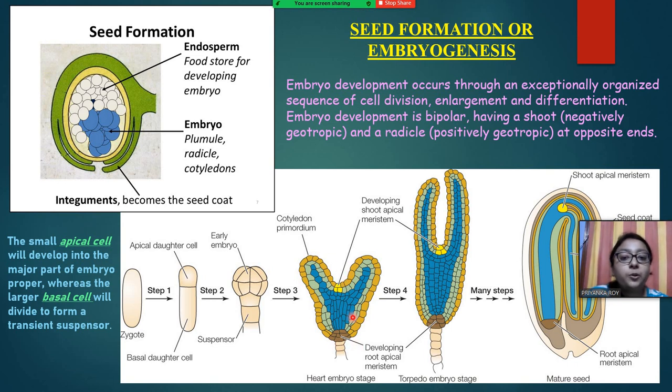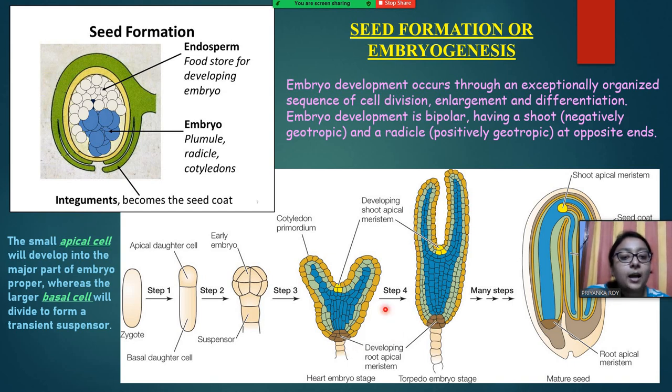So this heart-shaped embryo contains cotyledons. There are two cotyledons, which means it's a dicot, and this is the shoot apical meristem, like I already said, from where the shoot tip will be formed. And this is the root apical meristem, where the root tip will be formed.